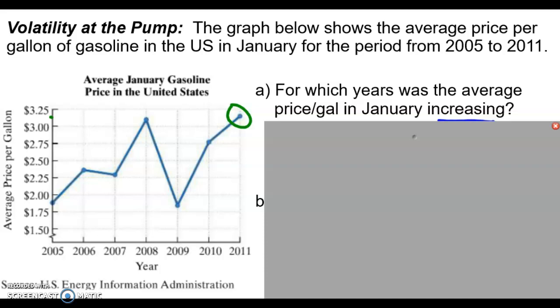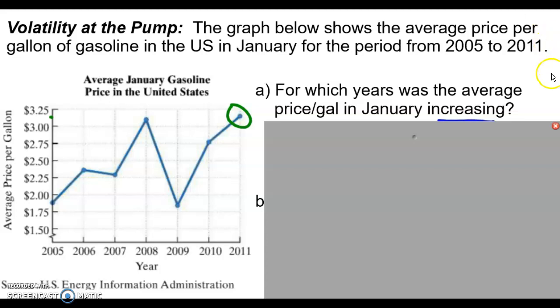Let's take a look at a couple applications involving polynomial functions. So this first graph is just real data from 2005 to 2011 showing average January gasoline prices at the pump. First thing, I want to make sure that we can read graphs and interpret them.